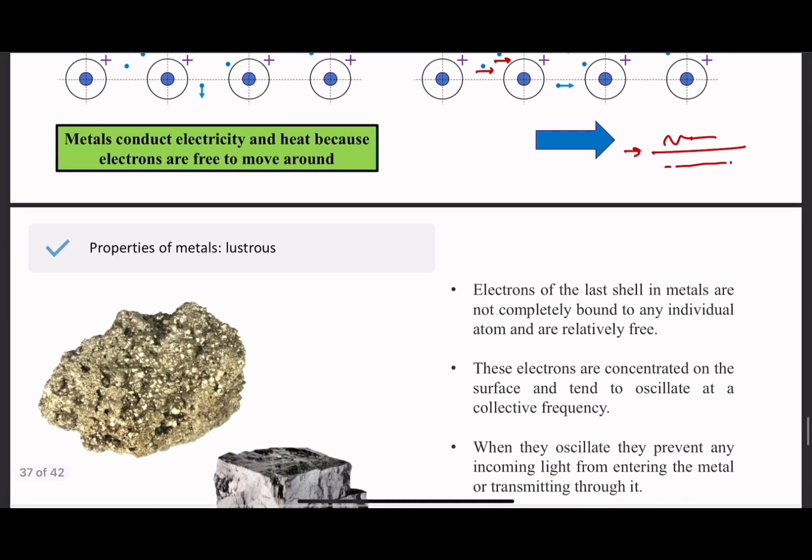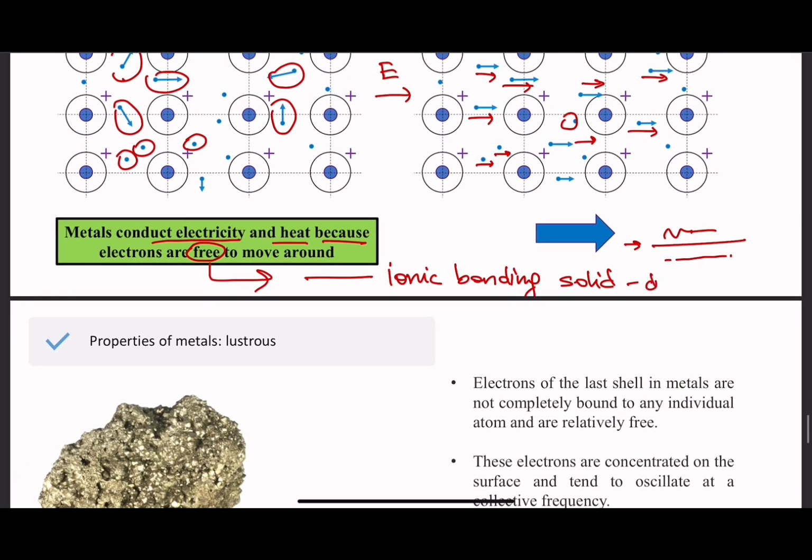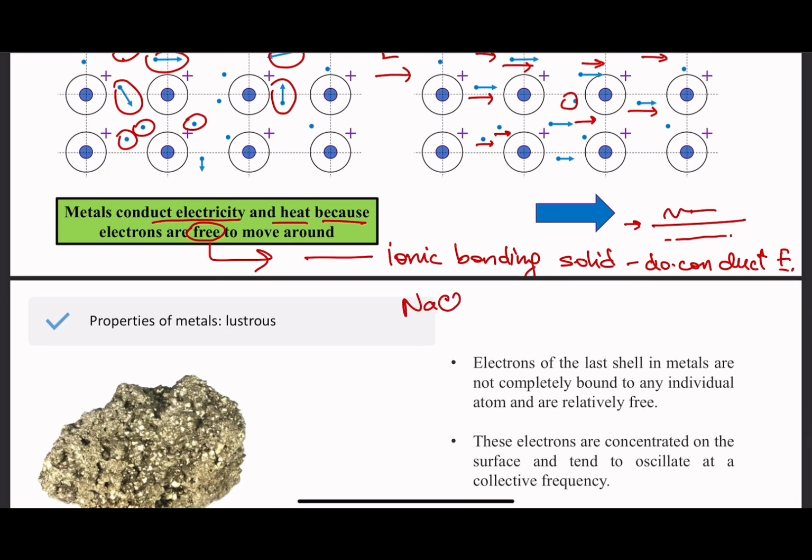Now, we know that metals conduct electricity and heat because of free electrons. When you have free electrons, you can conduct electricity. But when you don't have free electrons, you don't conduct. For example, in ionic bonding, do you remember we talked about the solid state? Solid ionic compounds do not conduct electricity. For example, sodium chloride. At home, we have it as salt, right? It's solid. When you put electricity, it will not conduct.